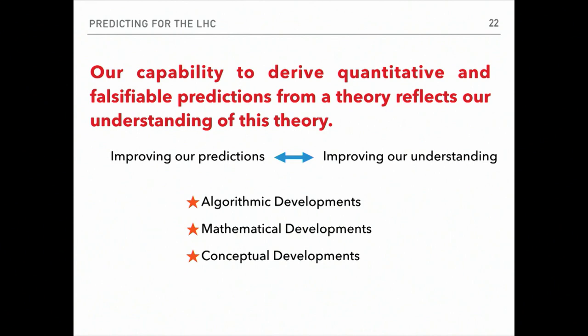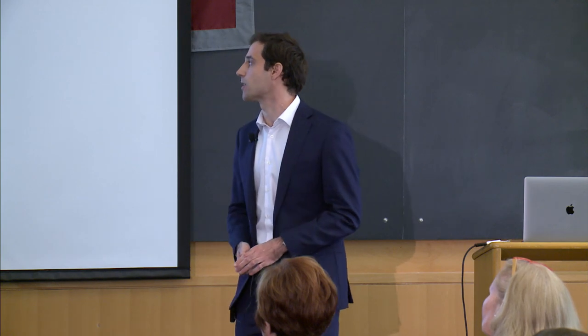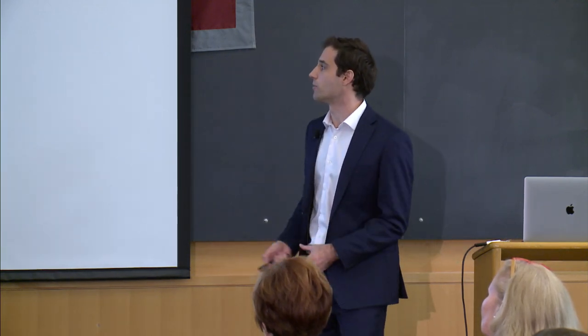Now, there's one statement that I want to make that I think is central to my research interests, and that is that our capabilities to derive quantitative and falsifiable predictions from a theory actually reflect our understanding of this theory. So I really think that improving our predictions also improves our understanding of the theory itself. So by pushing the limit in what we can actually predict, we are pushing the limit of what we actually understand about the Standard Model, about quantum field theory.